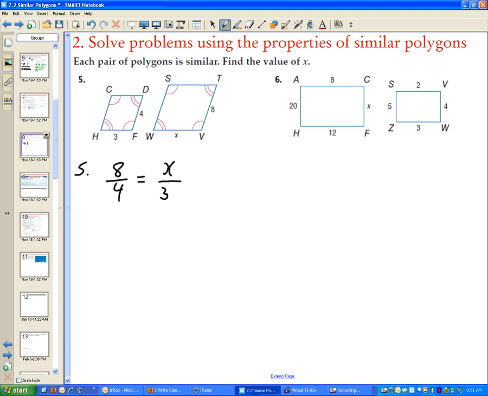All right, let's do cross products. We get 4x equals 24. So x equals 6. Yeah, on that one, if you think about it, it's sort of obvious, isn't it? 8's twice as big as 4, so shouldn't 6 be twice as big as 3? But they're not all going to be, and it still may not be obvious even once I pointed it out, but they're not all going to be obvious. Okay? Question?